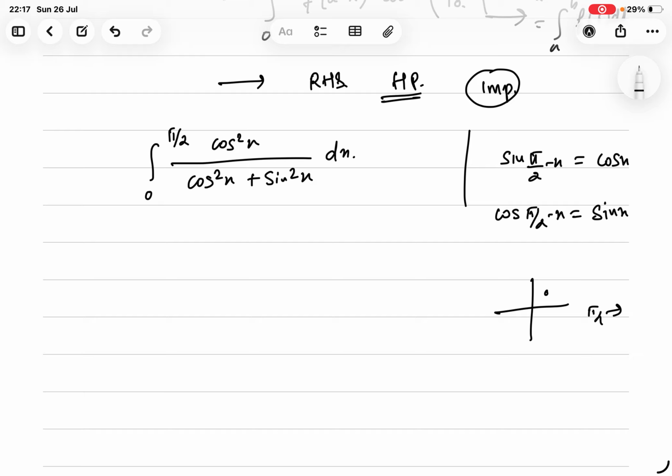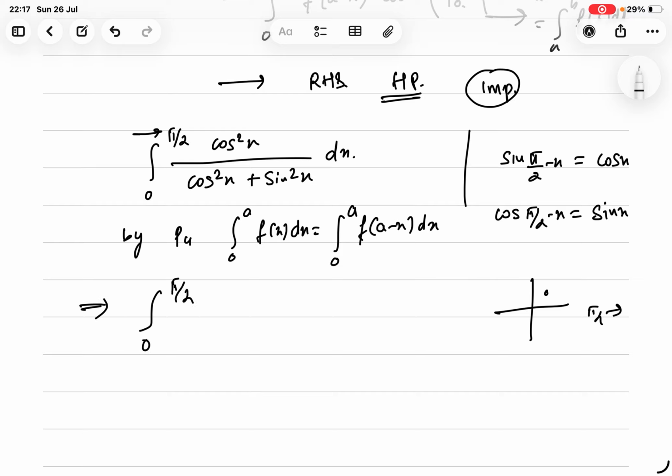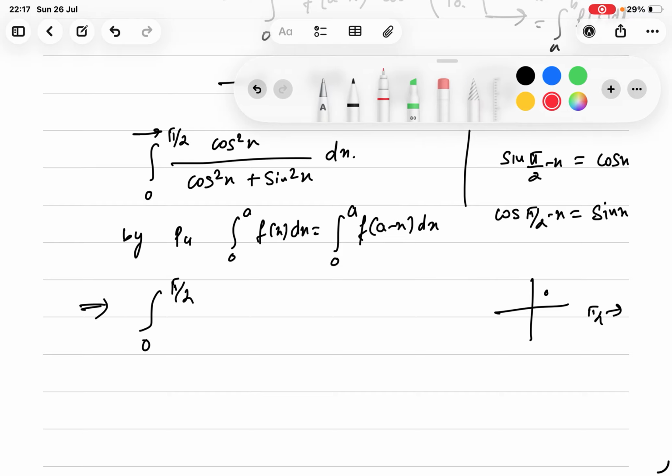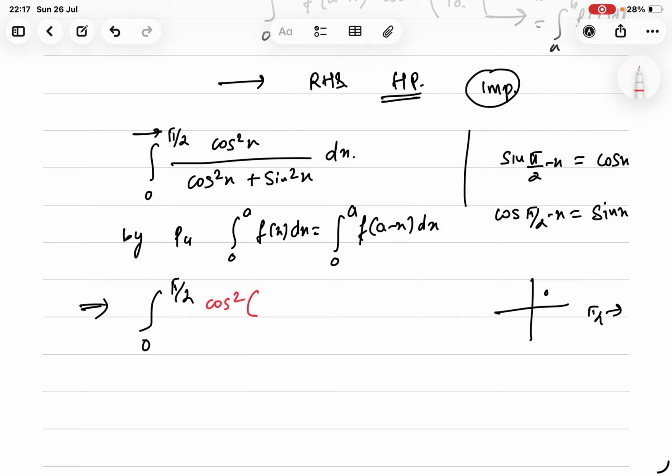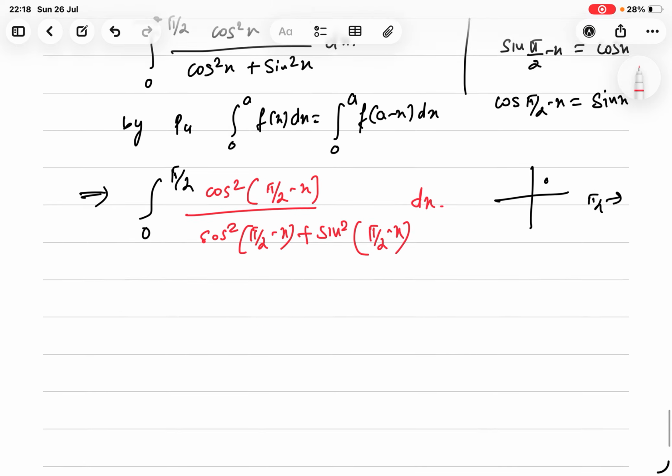Now you can apply the property: integral from 0 to a of f(x) dx is equal to integral from 0 to a of f(a - x) dx. Now the a value is pi by 2. You can write it as integral from 0 to pi/2, and this equation will be changed. That is, cos square x becomes cos square (pi/2 - x), and also sin square (pi/2 - x) with respect to x.